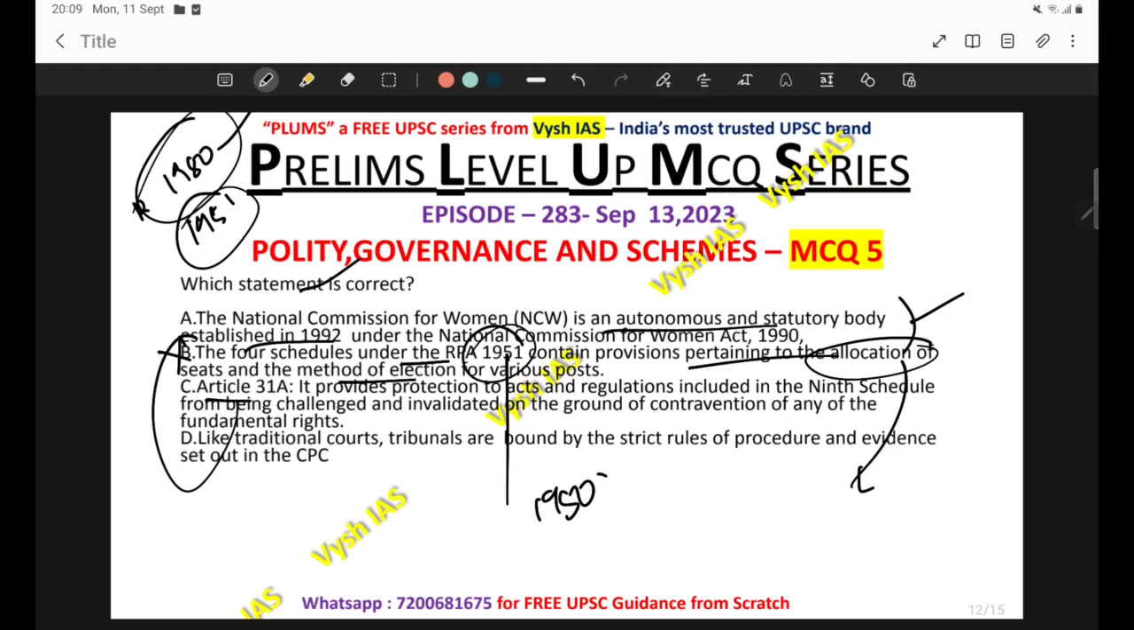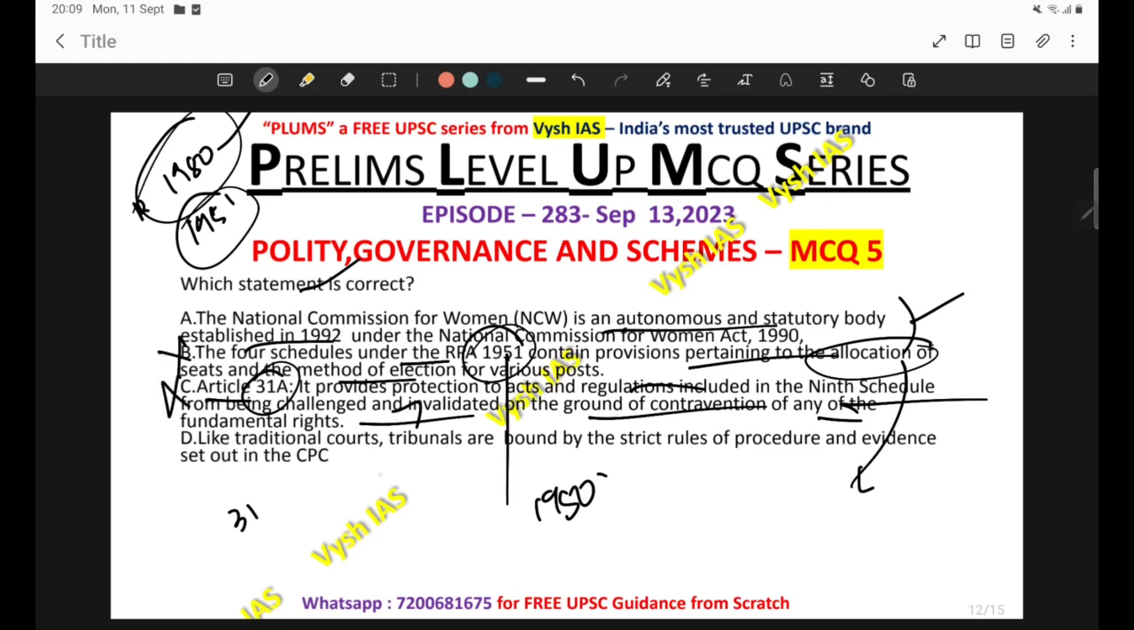C. Article 31A provides protection to acts and regulations included in the 9th schedule from being challenged and invalidated on the ground of contravention of any of the fundamental rights. So here the statement is correct, but there is a slight mistake. It is given Article 31A. Actually, that is not the correct statement. It's Article 31B. Article 31B is the exact thing which provides the provision given over here. So it's not Article 31A, it's 31B. So this is also incorrect.